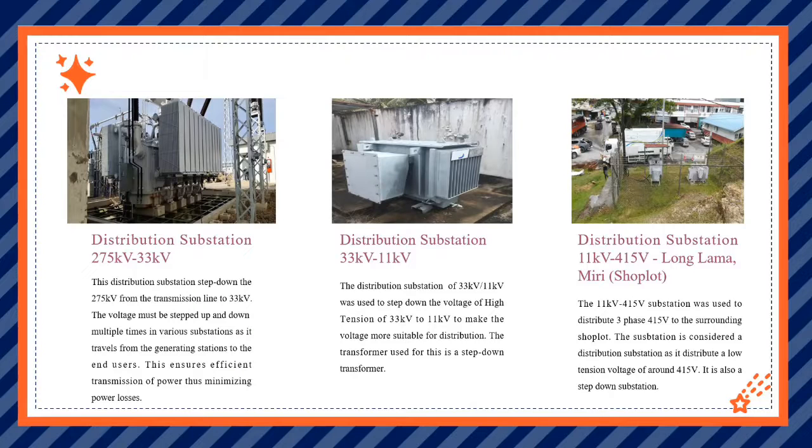this distribution substation of 11 kilovolt to 415 volt is used to distribute three-phase 415 volt to the surrounding sub loads. The substation is considered a distribution substation as it distributes a low tension voltage of around 415 volt. It is also a step-down substation.